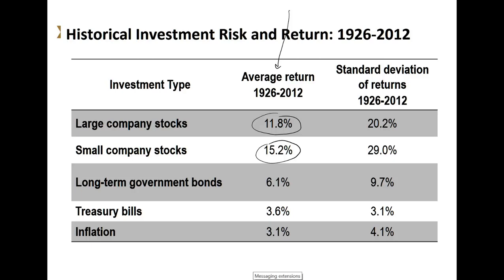Let's not worry about inflation right now because this is not relevant for us, but just look at long-term government bonds and treasury bills. For the same issuer, long-term government bonds offered a return of 6.1%, much lower than stocks. Why? Because debt instruments by nature, because they have priority of payments, are perceived as less risky than buying a stock. If you buy a stock, you're the owner of a company, but remember, as the owner of a company, you will receive the payments last.